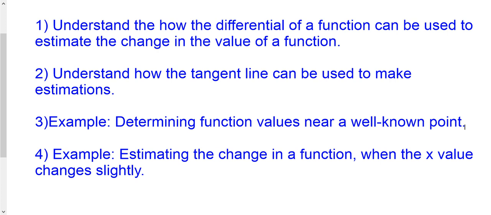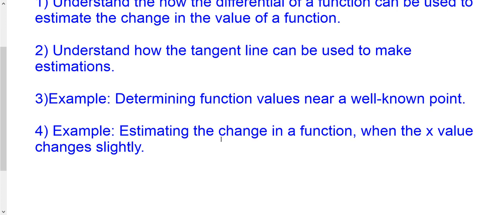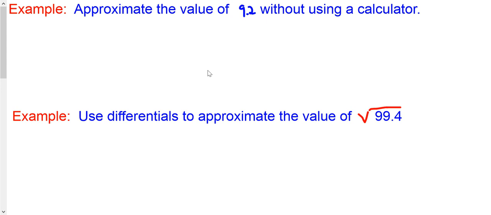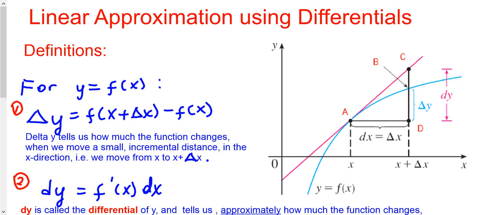And then second, we're going to do the types of examples where we are estimating the change in a function when the x value changes slightly. So for example, how does the volume of a spherical ball change if there's an error in measurement of the radius by, let's say, plus or minus 0.02 inches? Then how does it affect the volume? As you can see, that could have a good application in engineering. So let's get started. First we're going to look at the theory a little bit and develop the formulas.